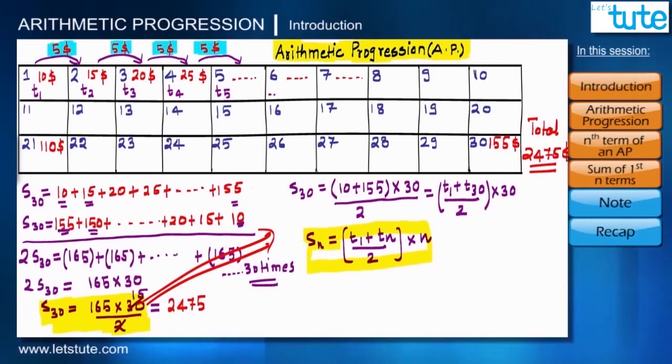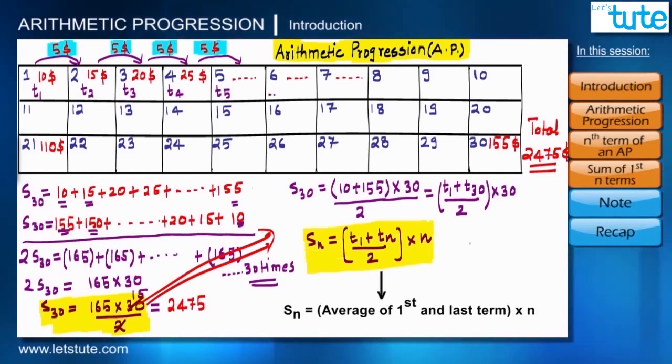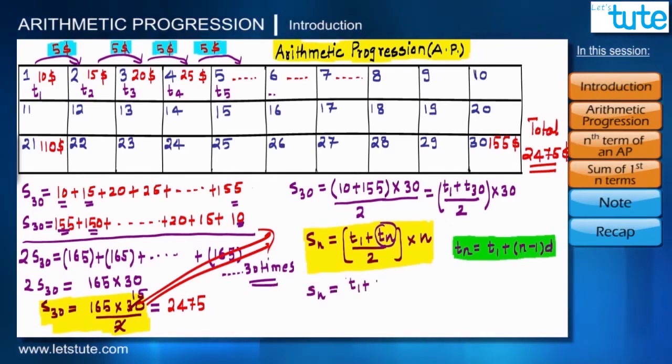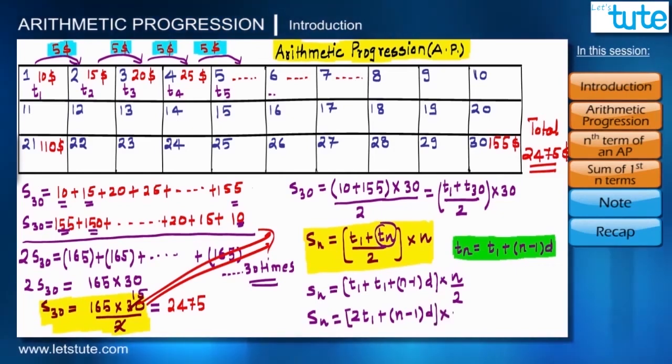By using this expression, we can find out the summation of any arithmetic series. We will not stop here because we can generalize it further. We know that Tn is equal to T1 plus n minus 1 into D. So instead of Tn in this expression, we can write T1 plus n minus 1 into D, and we will get Sn is equal to T1 plus again T1 plus n minus 1 into D. Let's take 2 out of the box into n by 2. So the final expression will become T1 plus T1, that is 2 times T1, plus n, the number of terms, minus 1 into D, the common difference, into the total number of terms divided by 2.